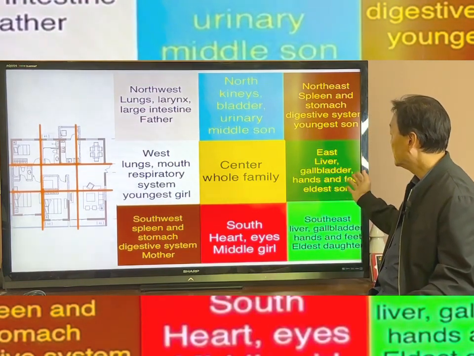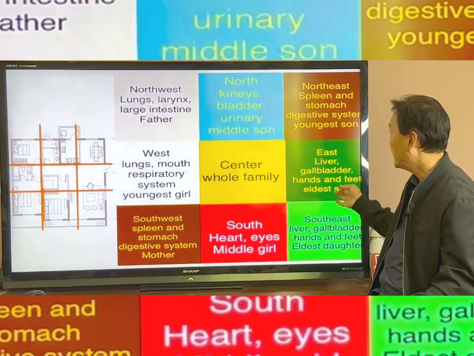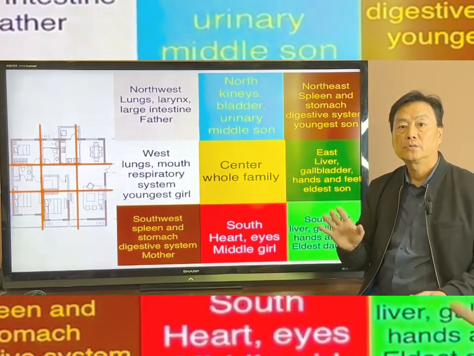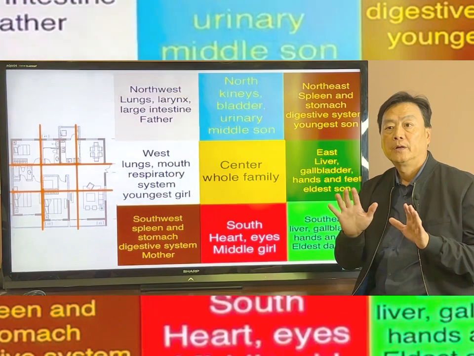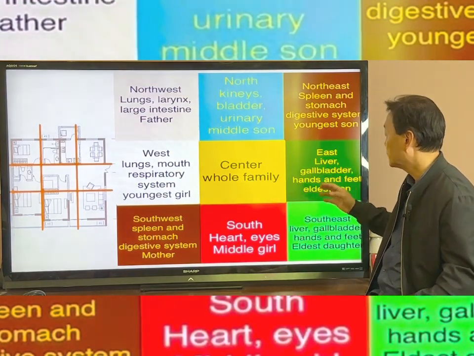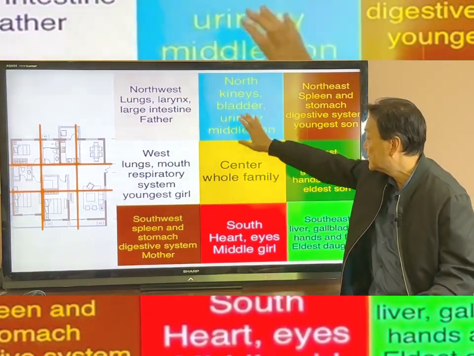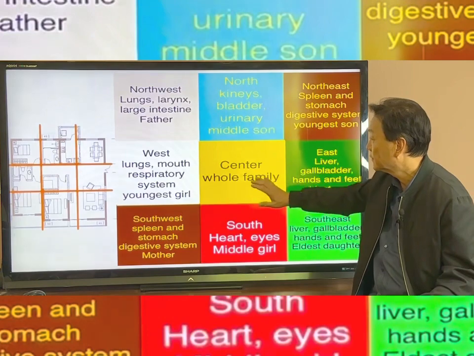East is the eldest son, which is the first boy, and its element is wood. If you're missing wood, it will also affect the liver. That will also affect your hands and your feet as well. So that covers the nine sections.